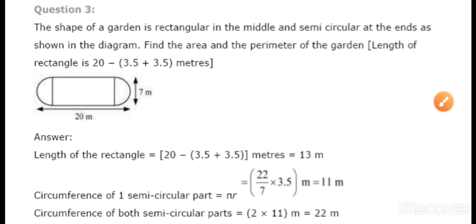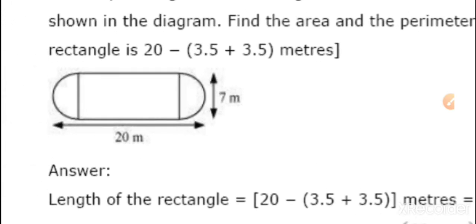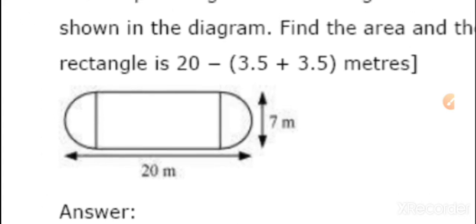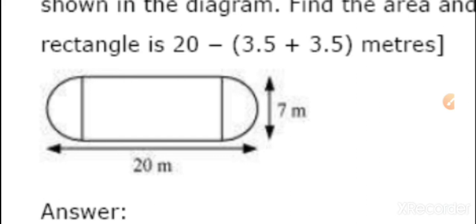Now children, third question. The shape of a garden is rectangular in the middle and semicircular at the ends as shown in the diagram. Find the area and the perimeter of the garden. And in bracket it is given that the length of the rectangle is 20 minus 3.5 plus 3.5 meters. So you should find the area of the figure and also the perimeter. Let us see this picture. Here it is given 20 minus 3.5 plus 3.5. Why is it given like that?